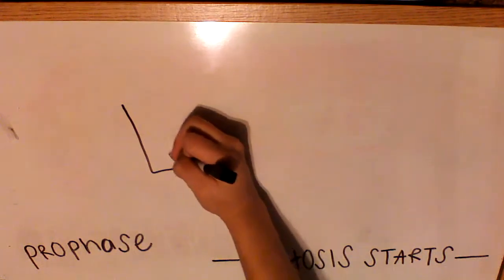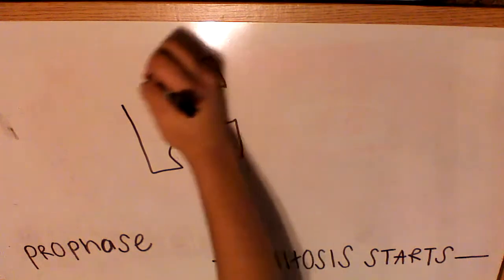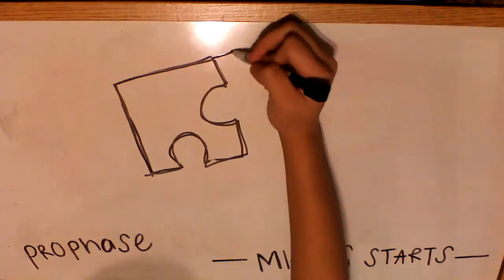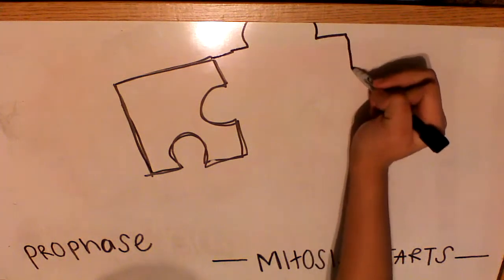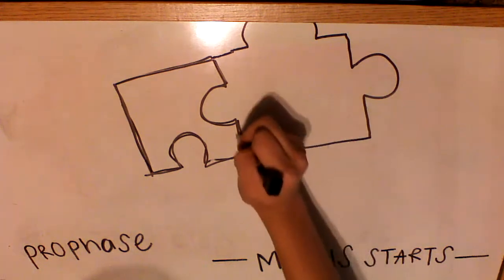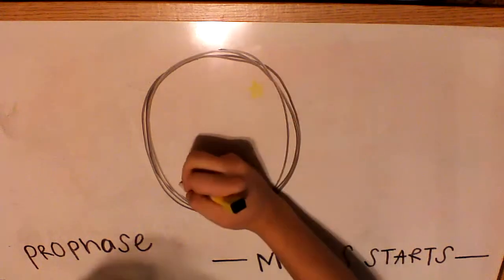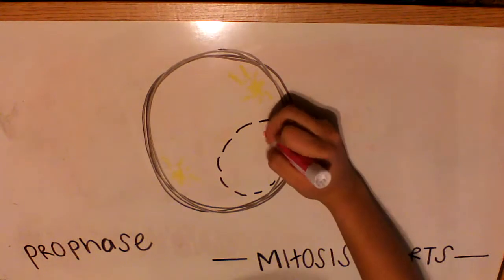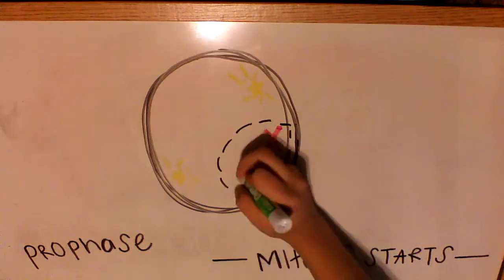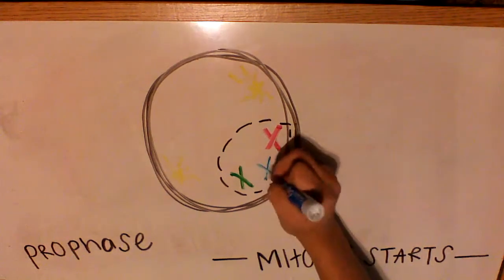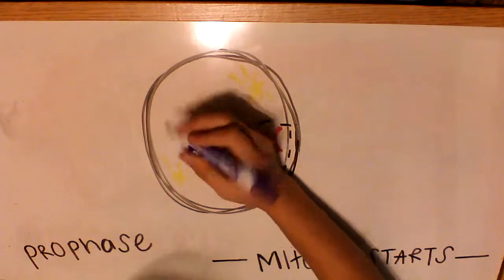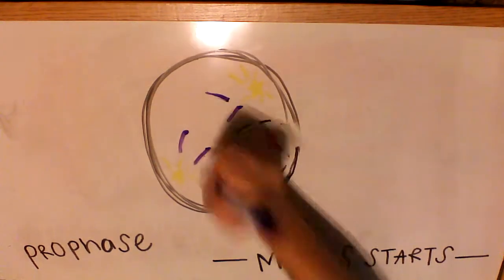The second phase is prophase. An easy way to remember this is putting together a puzzle, because it all starts with P. And what I mean by put together is each chromosome is joined at the centromere, causing the X shape. Here, spindle fibers form between centrosomes.